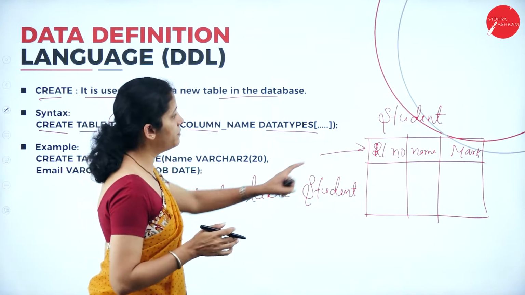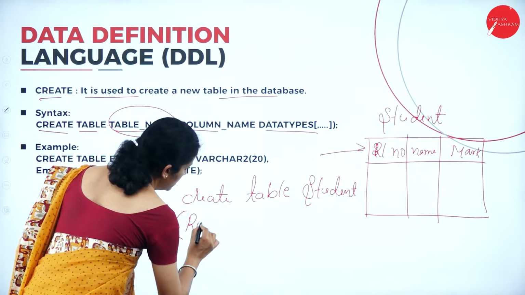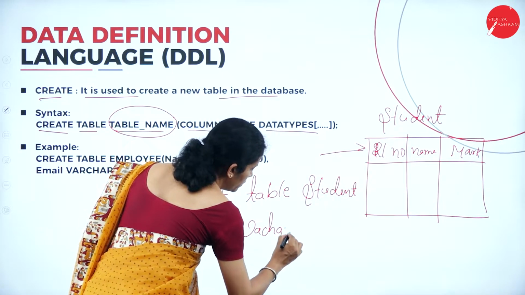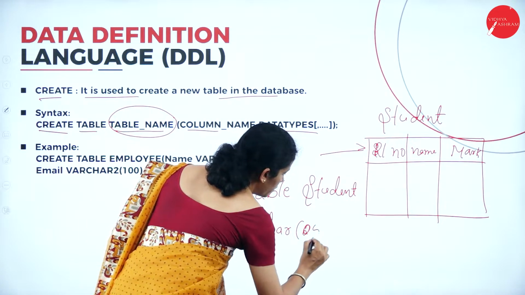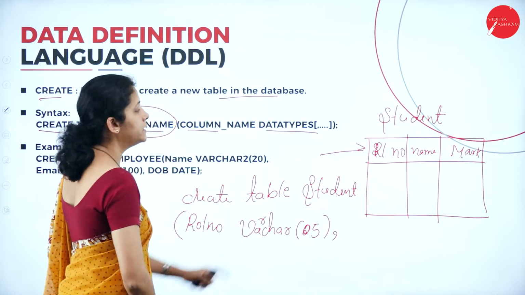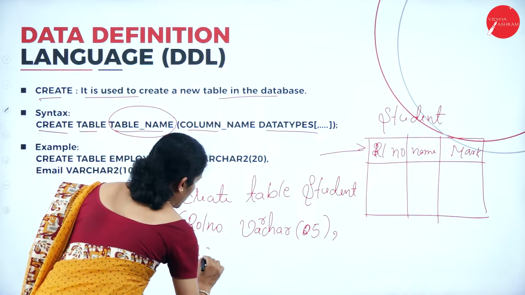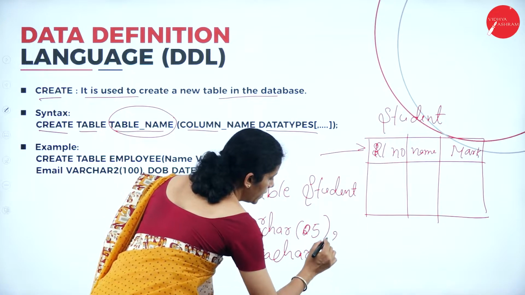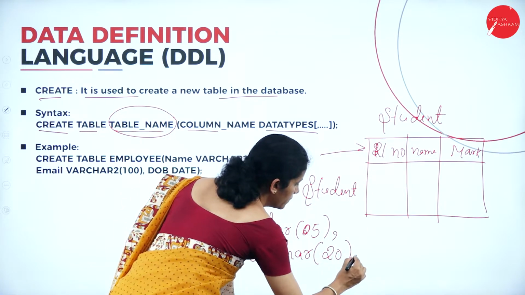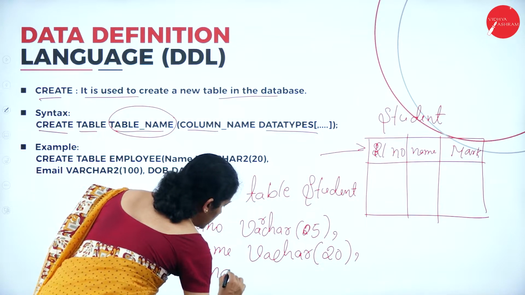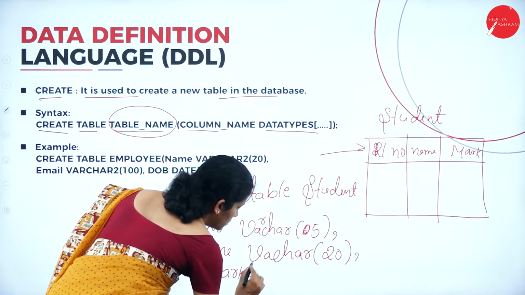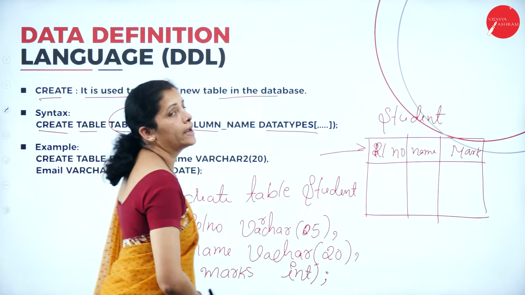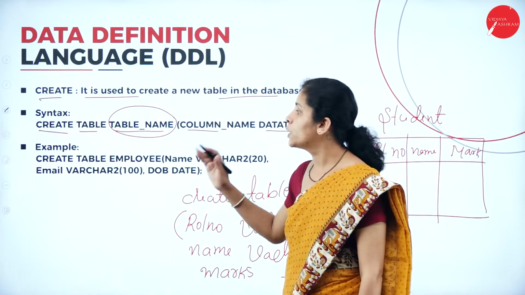Now, what is my first field? It is roll number. Then I'll consider variable character of 5, comma. After that, I have name. It's also varchar of 20. Afterwards, I'm going to have marks. It's of type integer. Okay, this is the way I can write the query.